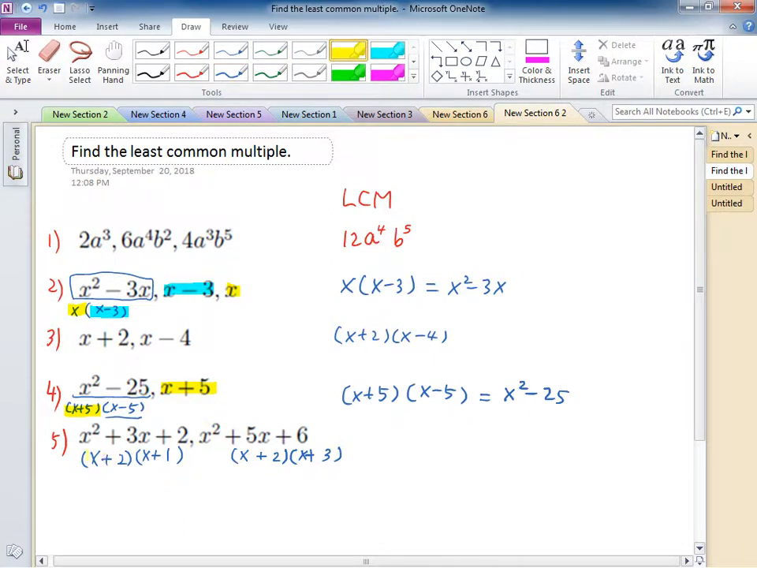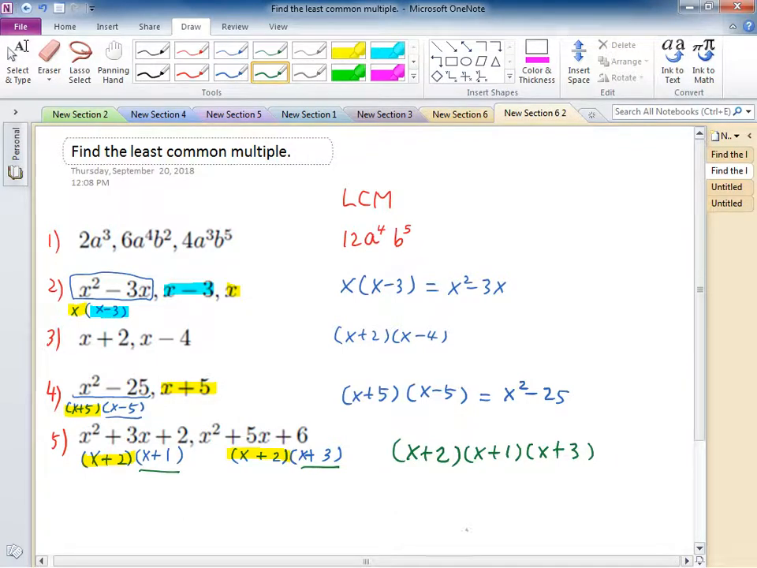What is the common factor? X plus 2. How many times do I write the common factor here? Only one time, okay, in the least common multiple. And what am I going to do with this guy to make the multiple? I need to multiply, okay? X plus 1, x plus 3. So my least common multiple will be cubic this time.